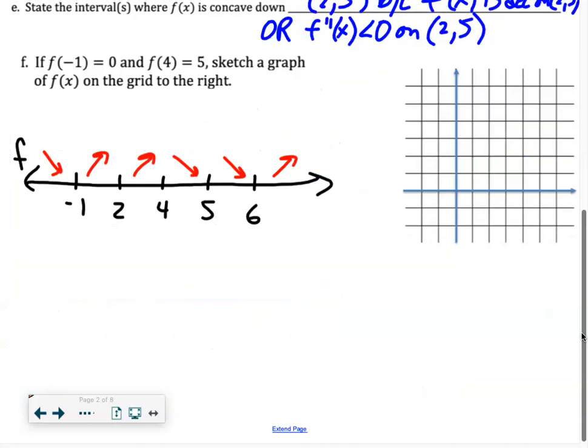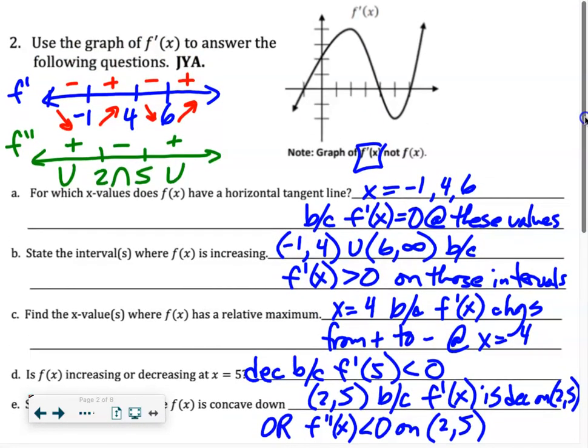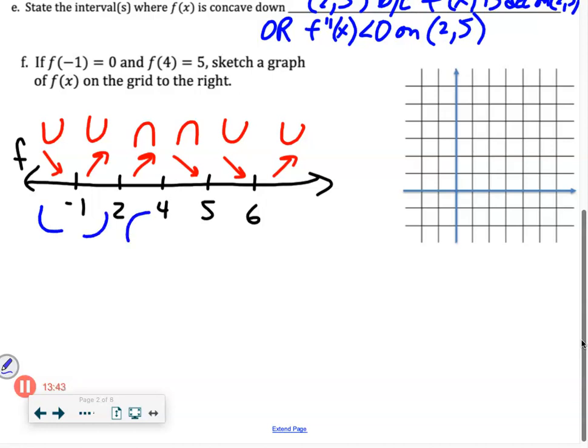All right. Now to do my concavity symbols. So I was up to 2, down to 5, up the rest of the way. So the shape of my function: decreasing concave up, increasing concave up, increasing concave down, decreasing concave down, decreasing concave up, increasing concave up. Some of you put one symbol and stretch it across. I really would put a separate symbol in every little section, and it helps you connect your graph.